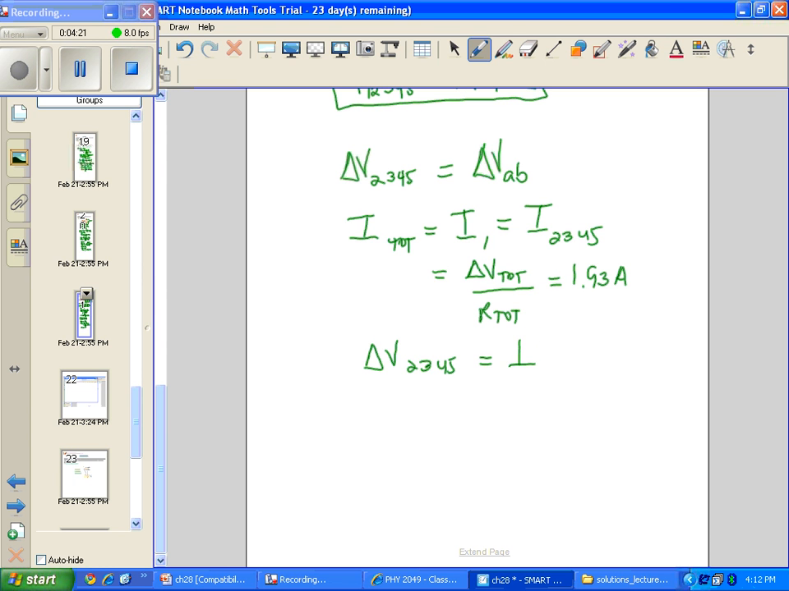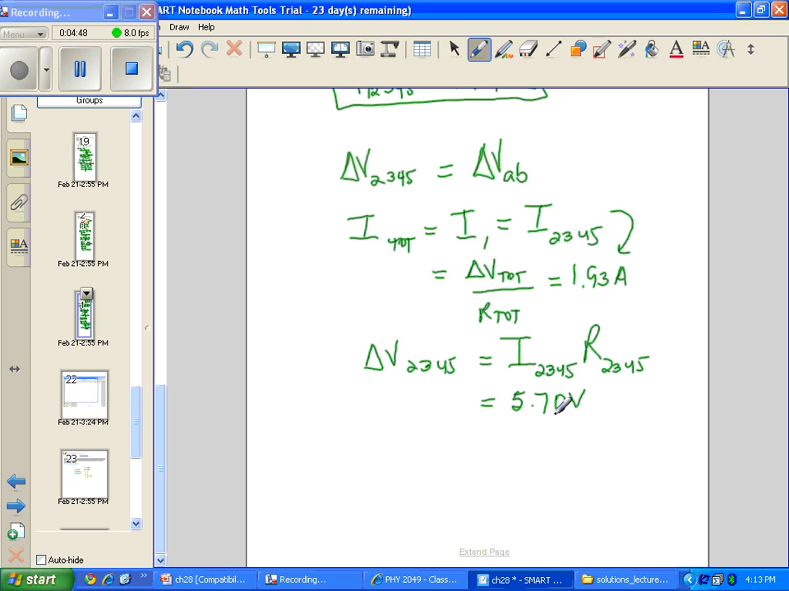That means that we can go back to delta V2345 and use Ohm's law again, this time I2345 times R2345. Well, we know I2345 is 1.93 amps. We know R2345 is 2.94 ohms. And the product gives us a value of 5.7 volts.